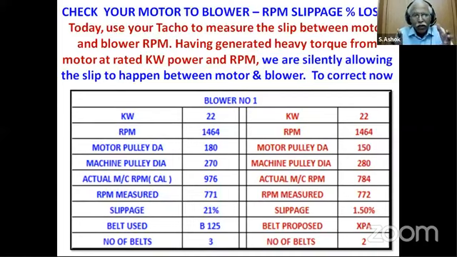We are talking about the overall efficiency. But when you have a dead band of almost 20% in your AHU efficiency, a slippage of 20%, this is going to make a dent in the overall efficiency of the air conditioning system. Having generated such a heavy torque in the motor, instead of 1464 RPM, after the step down pulley we are supposed to get 976 RPM at the blower end, but we are getting only 771 RPM.